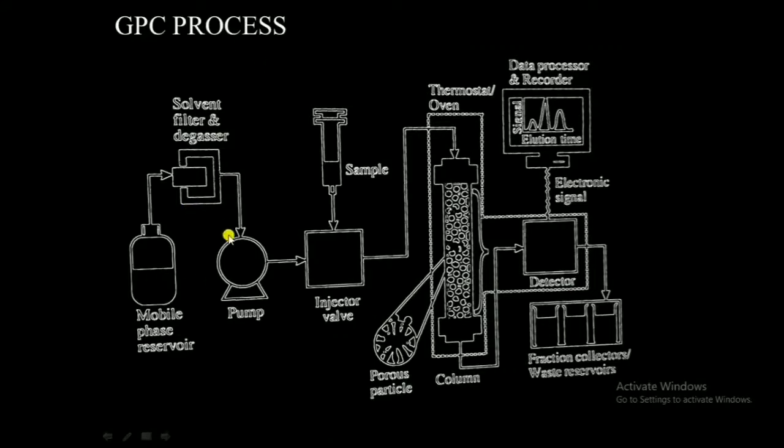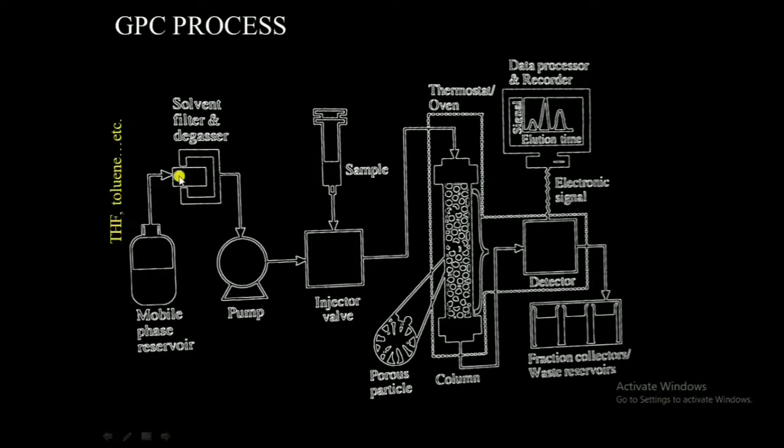So here I have shown a diagrammatic representation of a gel permeation chromatography technique. Starting from the mobile phase reservoir, here we keep the mobile phase, for example, toluene or tetrahydrofuran. These are the non-polar mobile phases normally we use in gel permeation chromatography. The mobile phase is stored here, and that will first go to a solvent filter to filter any solid particles, because we don't want the impurities to go inside the system.